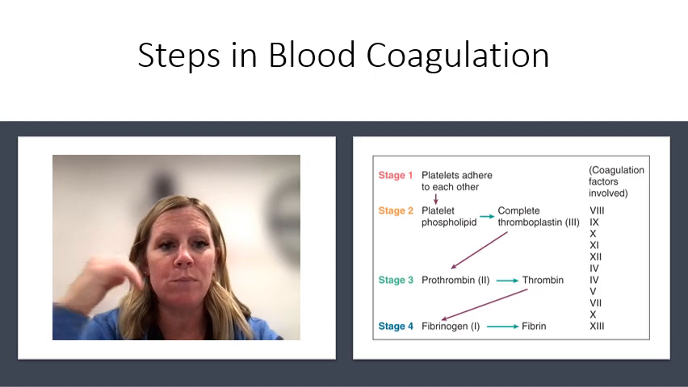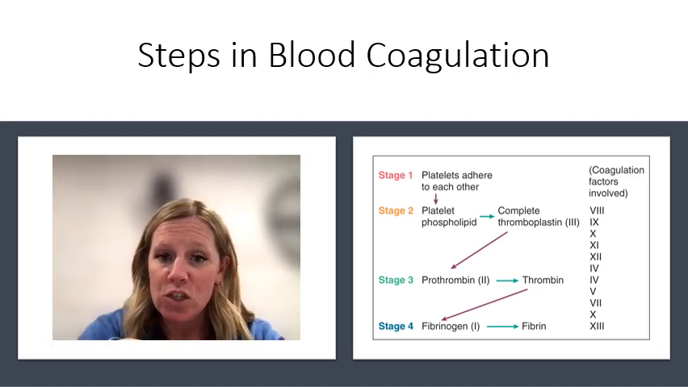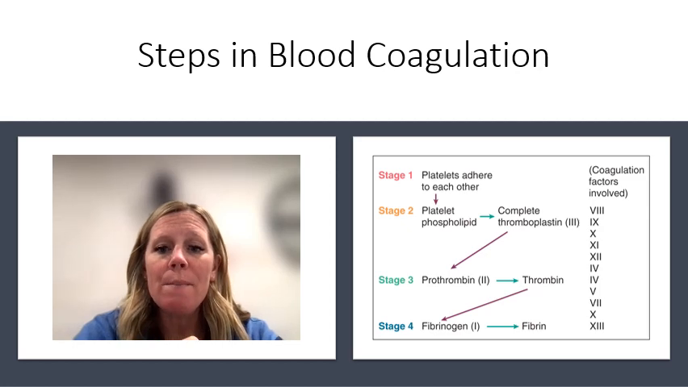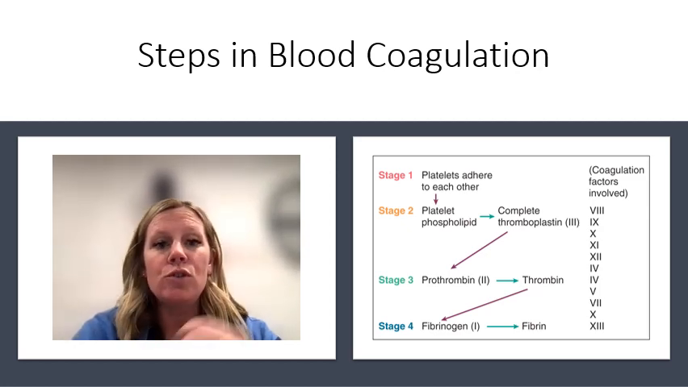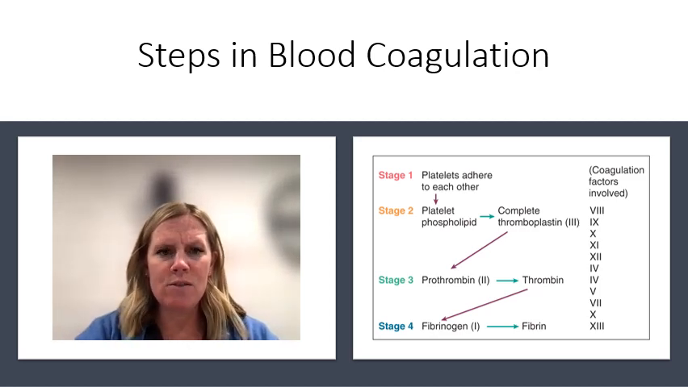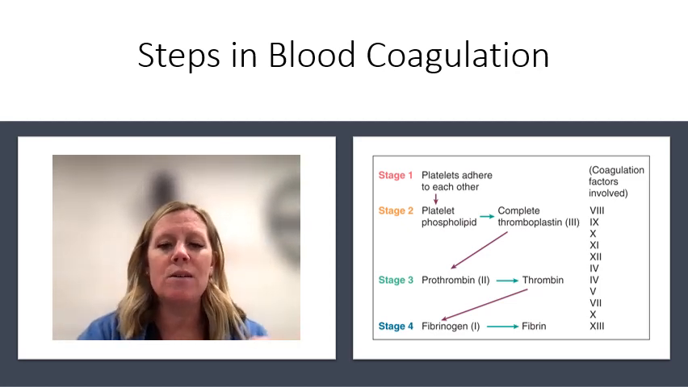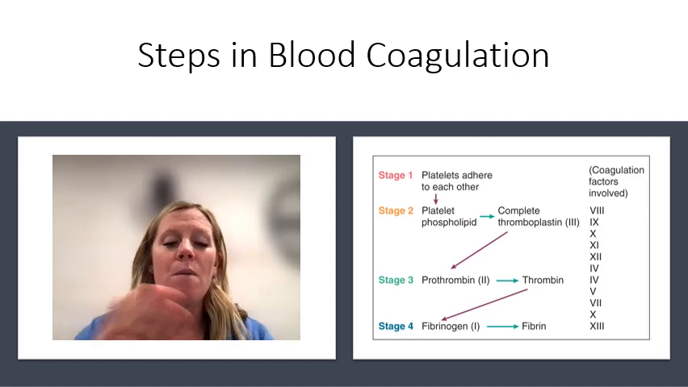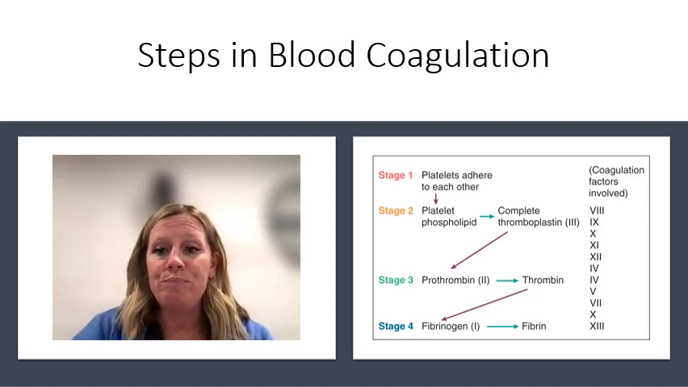okay? You won't be able to progress to the fourth stage, which in the fourth stage, thrombin converts fibrinogen, which is our factor 1, to the fibrin, right? And then in this last stage, the fibrin strands form a mesh, incorporating red blood cells, white blood cells, platelets, to kind of form a protective permanent seal at the site of the injury.